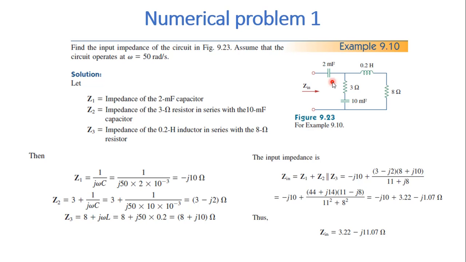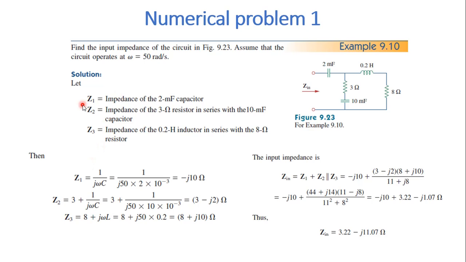So we are going to find the total input impedance in steps. Let us start from here. First is Z1, we take it as the impedance of the 2 millifarad capacitor. Z2 is the impedance of the series combination of the 3 ohm resistor with the 10 millifarad capacitor, and Z3 is the impedance of the 0.2 Henry inductor in series with the 8 ohm resistor.